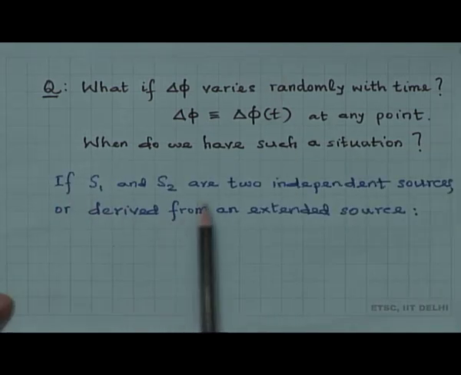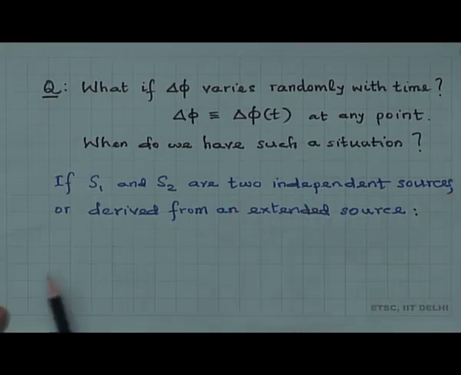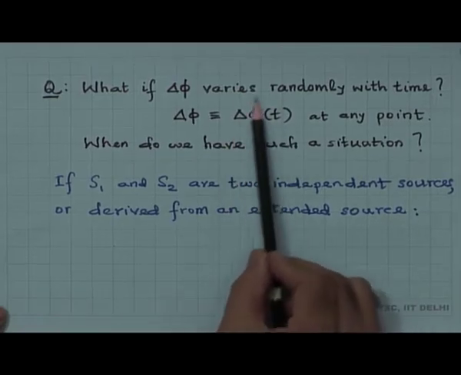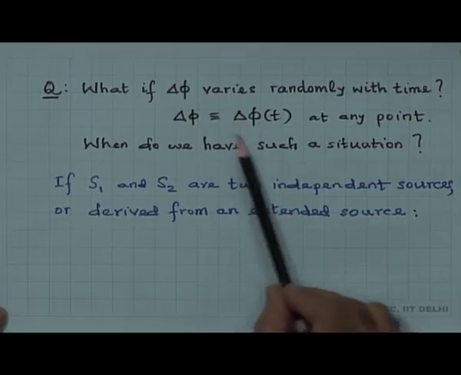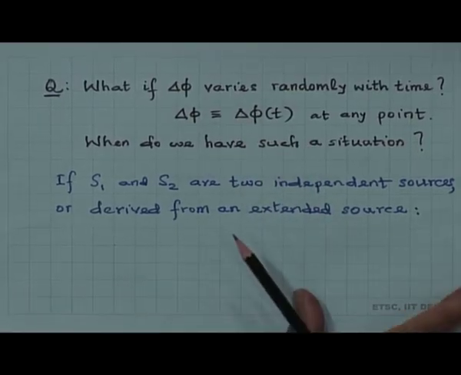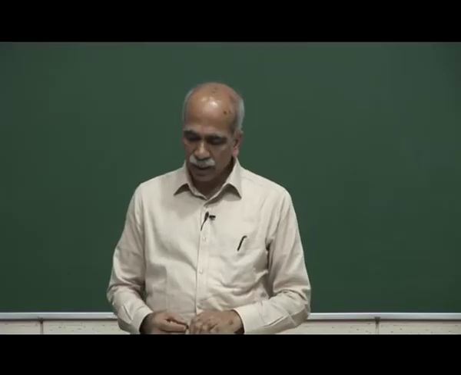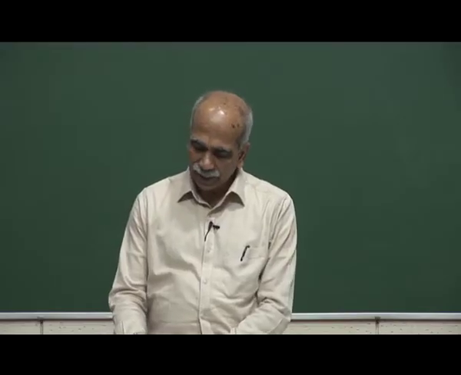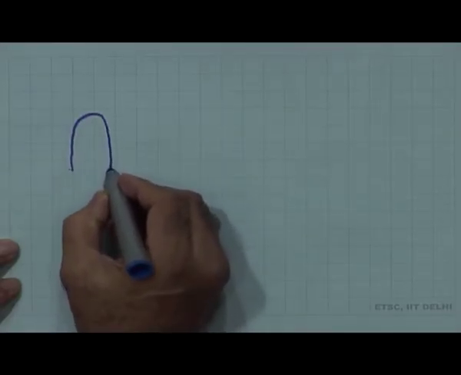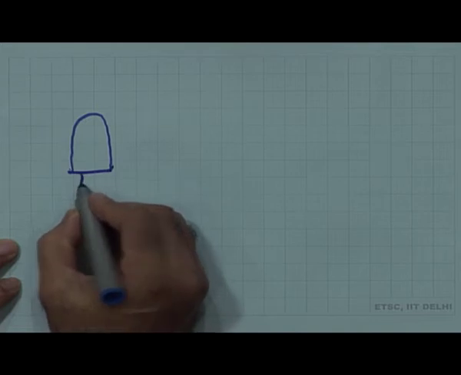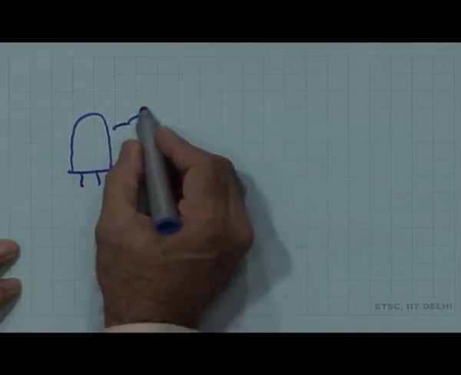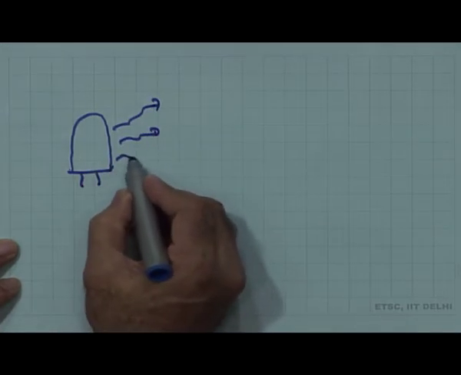If S1 and S2 are two independent sources or derived from an extended source, then we will see that delta phi will be varying randomly with time. So, let me discuss this a little bit more. Let us look at light sources and waves coming out. If I have a light source, a bulb let us say, and this is giving out light radiation.